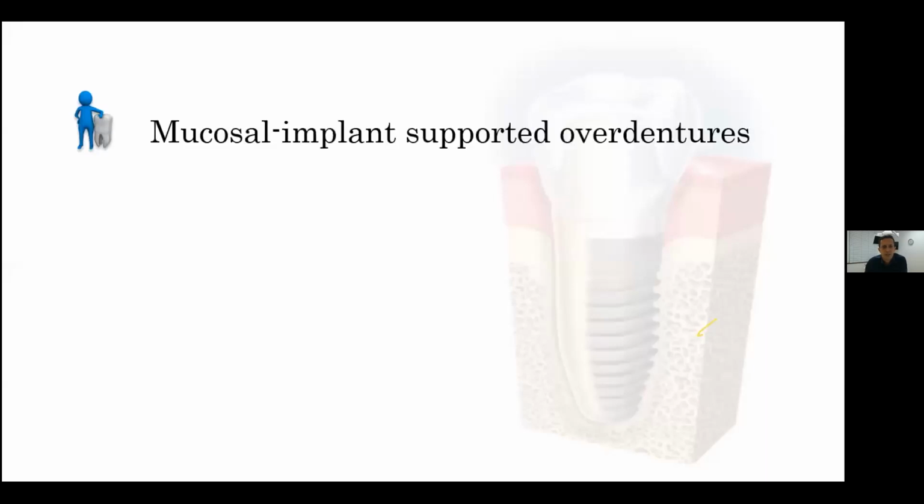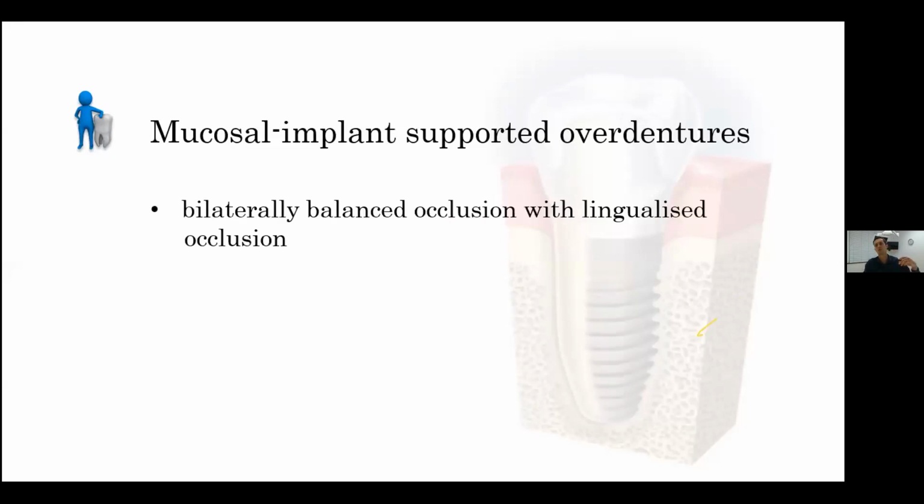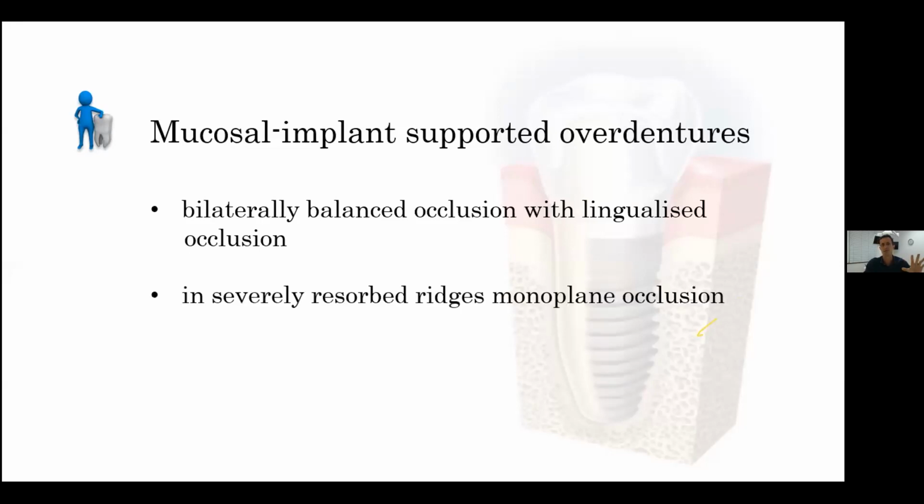And then finally, very quickly, I'm not going to spend much time here. I'm going to look at the mucosal implant supported overdenture. Here we have to look with our occlusal schemes to those prosthetic principles, where we look at a bilaterally balanced occlusion, and where possible, we look at a lingualized occlusion. In cases with severely resorbed ridges, we have to go monoplane occlusion.